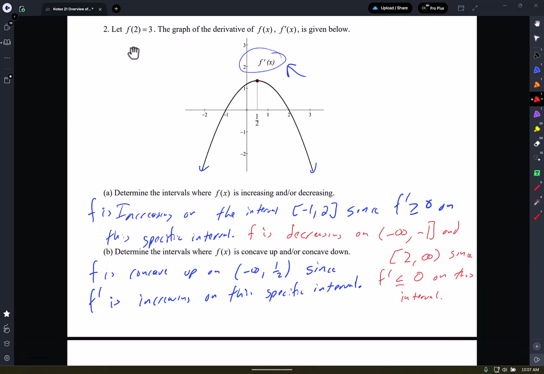All right, where am I concave down? From one half to infinity, right? f is concave down on the interval parenthesis one half comma infinity, since f prime is decreasing on this specific interval.